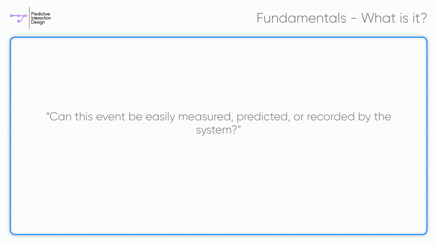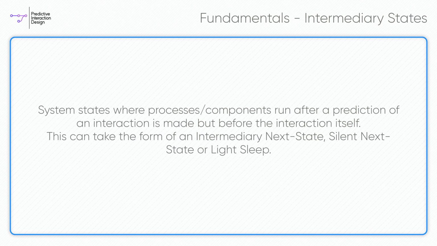So is the system able to actually capture this event that coincides with a high chance of the user interacting with the system or requesting that next state? Now we can see how this is kind of coming together. Predictive interaction design has two fundamental core concepts. The first is intermediary states. So this is a system state where processes or components run after a prediction of an interaction is made, but before the interaction itself. Now this can take the form of three things: something called intermediary next state, silent next state, or light sleep. And I'll explain all of these to you as we go into the course.